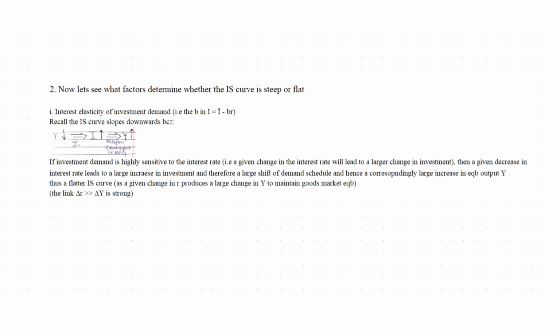So a larger b means for a given change in R, I increases more, and Y increases more. So that's a flatter IS curve. A larger multiplier means for a given change in investment, output increases more. So that again produces a flatter IS curve.